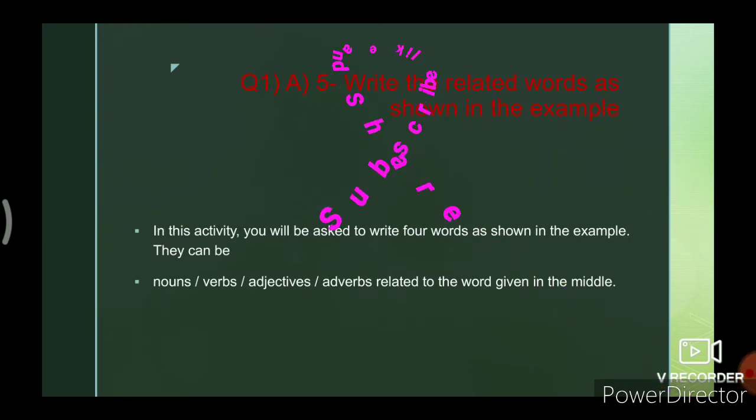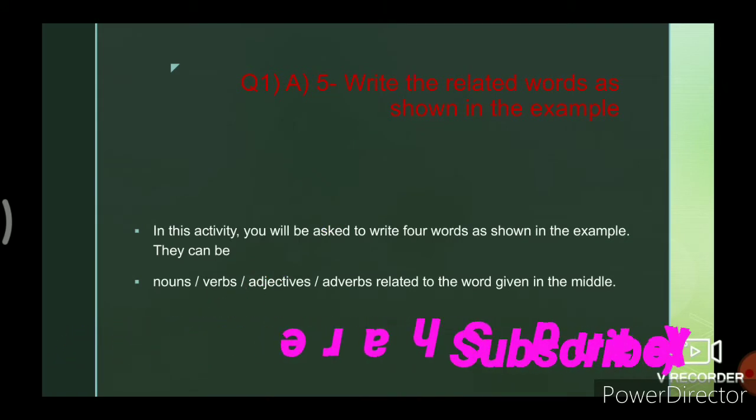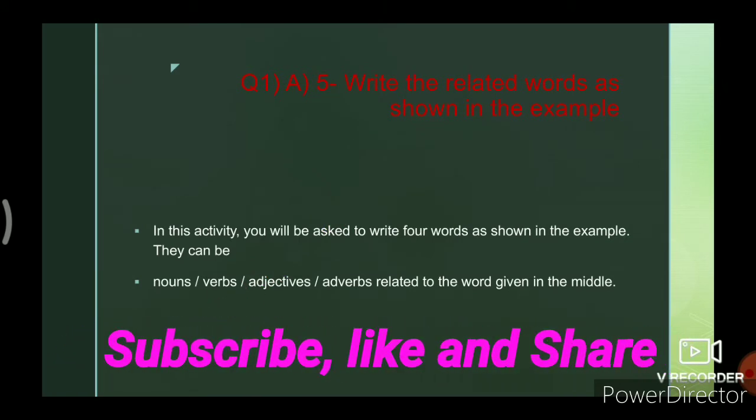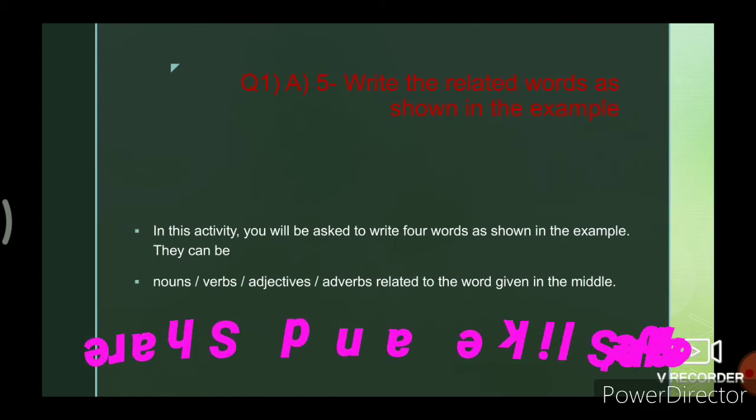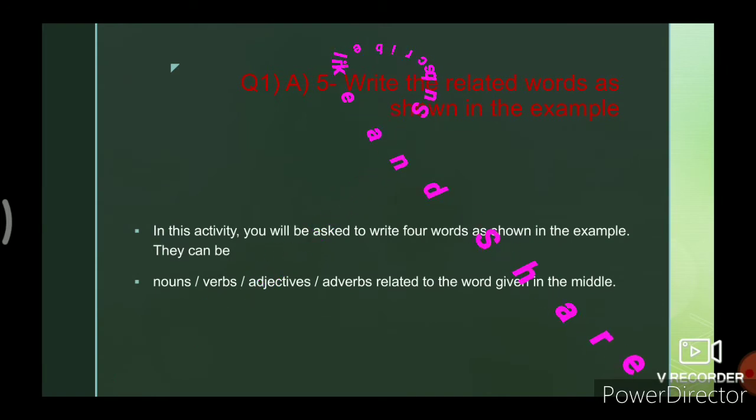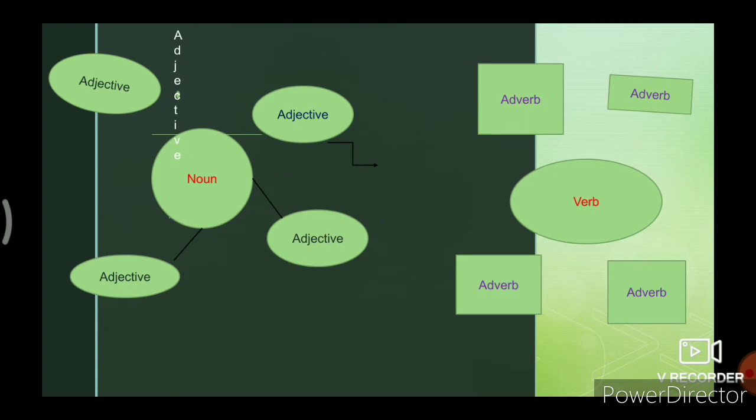Now question number 1a. 5. Write the related words as shown in the examples. Students, in this activity you will be asked to write 4 words as shown in the examples. They can be nouns, verbs, adjective, adverbs or related to words given in the middle. Now here I have given some specimens. Now here look, this is the first noun. If there is a noun, then you have to use adjectives. If there is a verb, then you have to write adverbs.